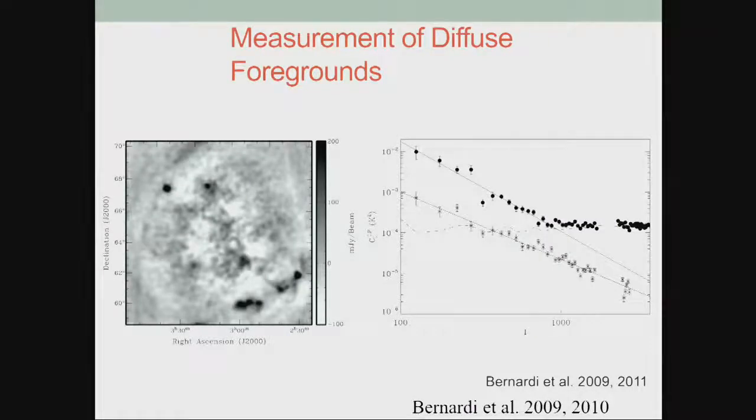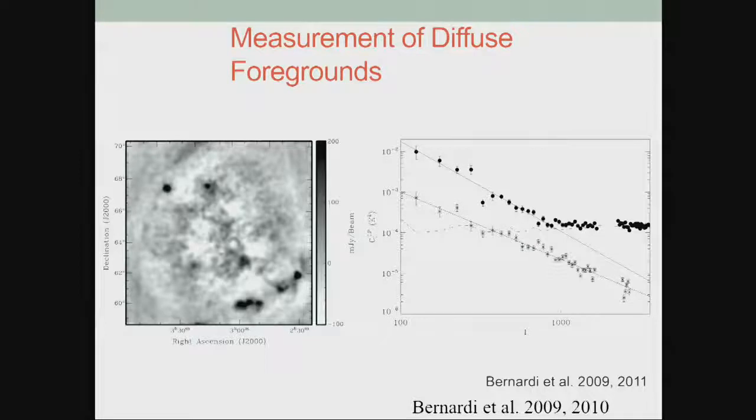This is the first time this has been measured. This is from our group. This is work done by Gianni Bernardi, mainly, but it took a lot of effort. This is not LOFAR. This is before LOFAR. We had the Westerbork telescope, which still is in existence. But it had this thing called the low frequency front end, which is able to measure at 150 megahertz. And we measured the foregrounds. And for the first time, people saw foregrounds at these frequencies. And you can see the power spectrum.